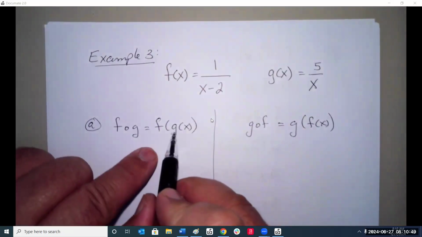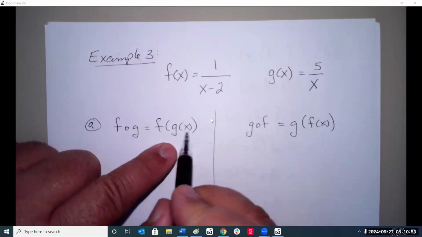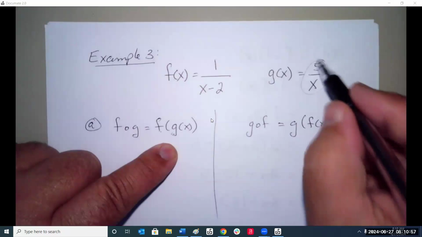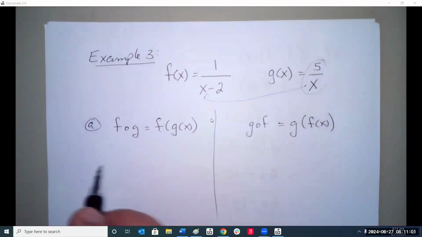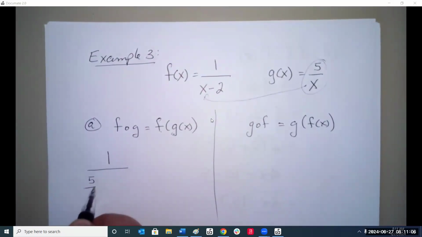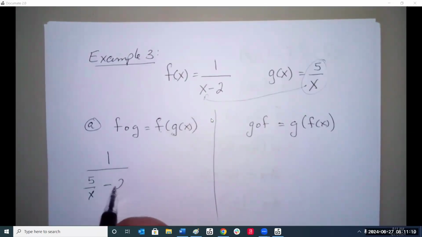So what this first one says, in the f function, this first function, anywhere I see an x, put the g of x function. So here I take this equation, anywhere I see an x, I put it there. So I have 1 over 5 over x, that's where x is, minus 2.